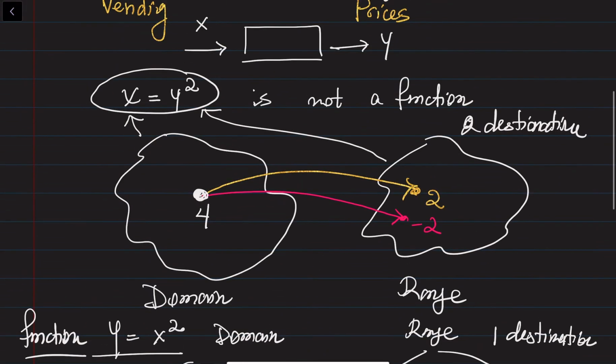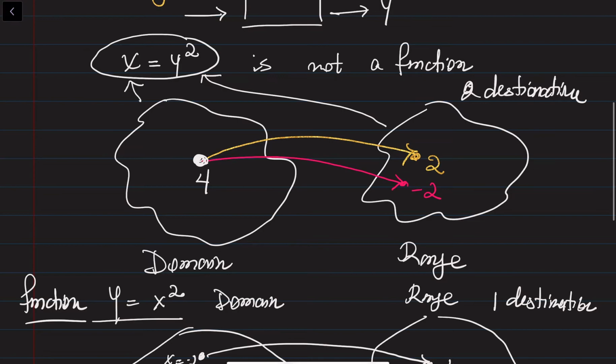And this curve, x equals y squared, is not a function. Please note that it is not a function because there are two destinations. If you find yourself at this x, you can't know to which y you need to go. There are two arrows there.